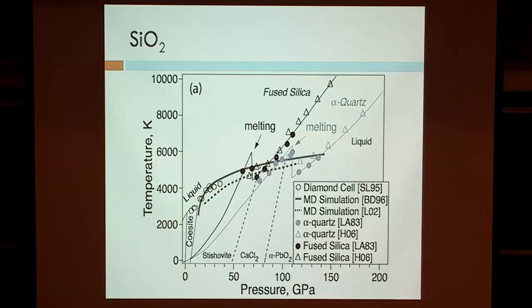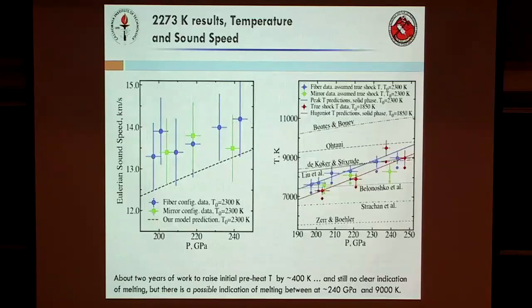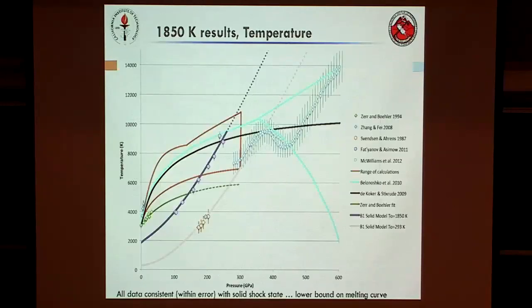Where does that leave the phase diagram of MgO? That leaves the phase diagram with melting curves consistent with either, let's say, Deckoker and Stixrude or Belonoshko, right in this range, not Zerr and Boehler, not Cohen and Weitz, in the middle. And tolerably well constrained, I would say.